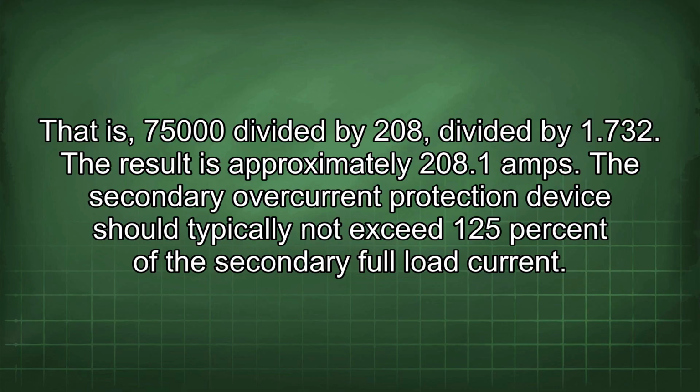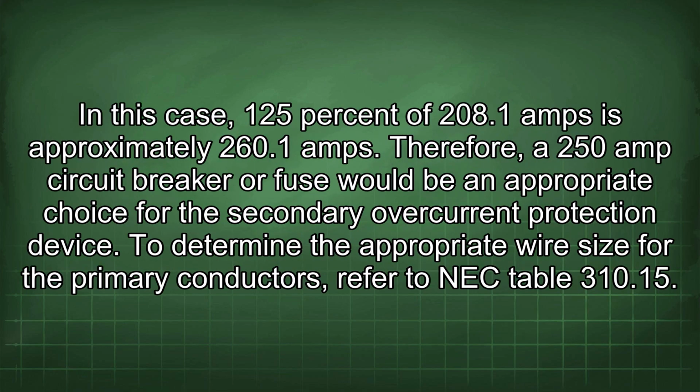The secondary overcurrent protection device should typically not exceed 125% of the secondary full load current. In this case, 125% of 208.1 amps is approximately 260.1 amps.